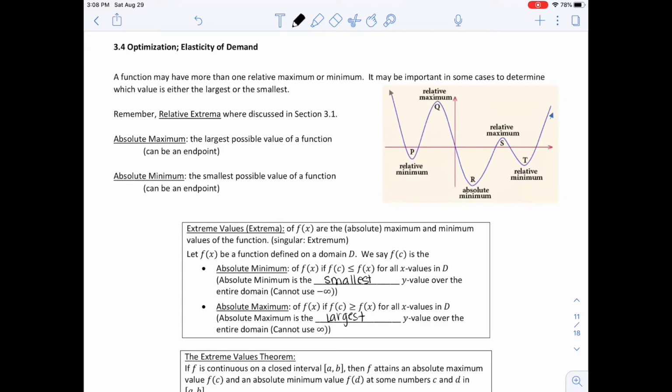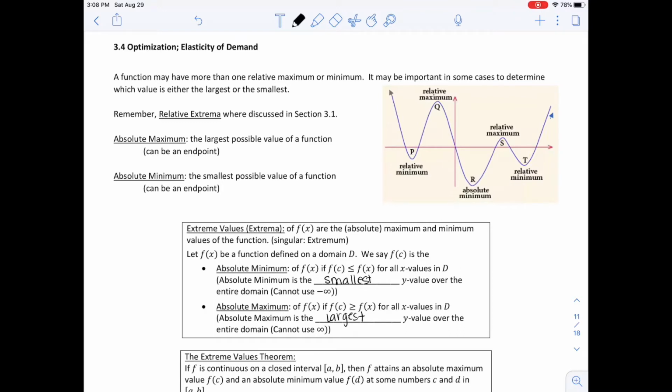We're in section 3.4, optimization and elasticity of demand. A function may have more than one relative maximum or minimum. It may be important in some cases to determine which value is either the largest of the large or the smallest of the small. Remember, relative extrema were discussed back in section 3.1. Now we're going to discuss absolute maximums and minimums, and also relative extrema.